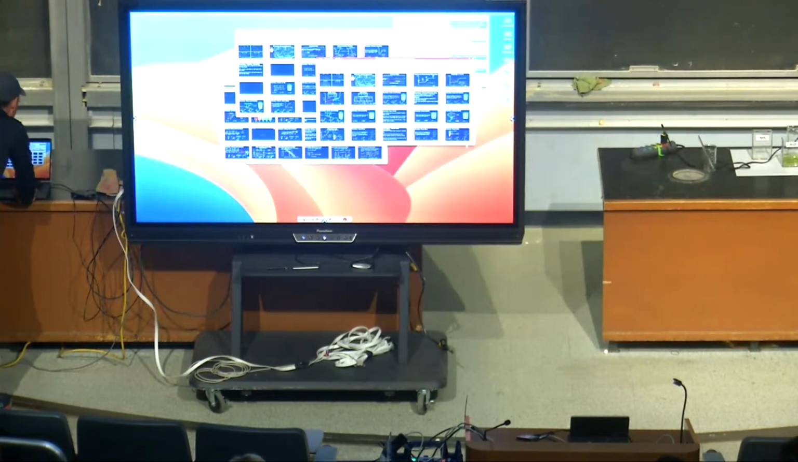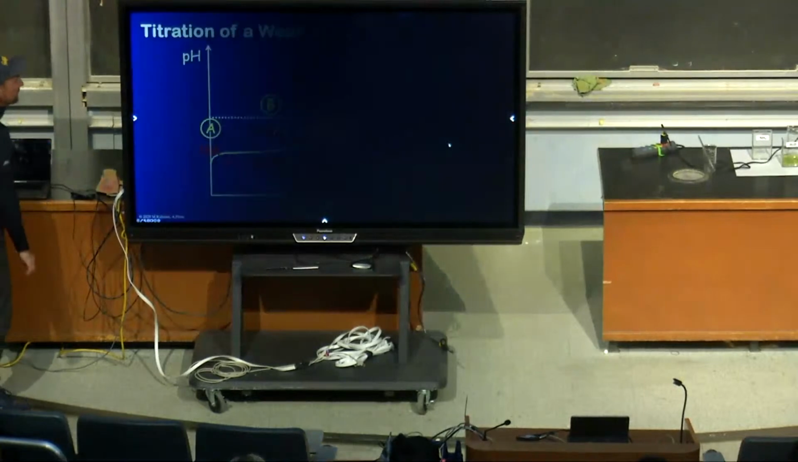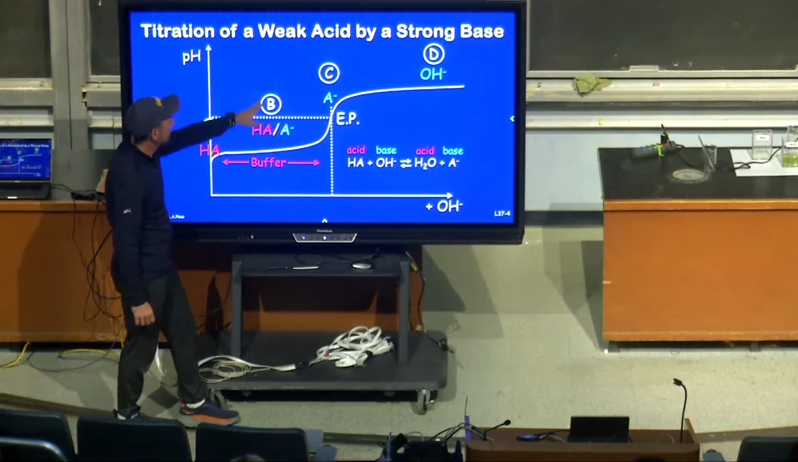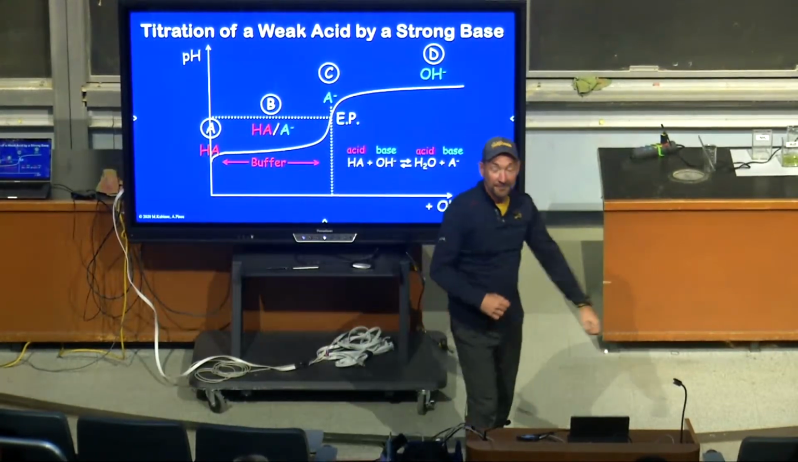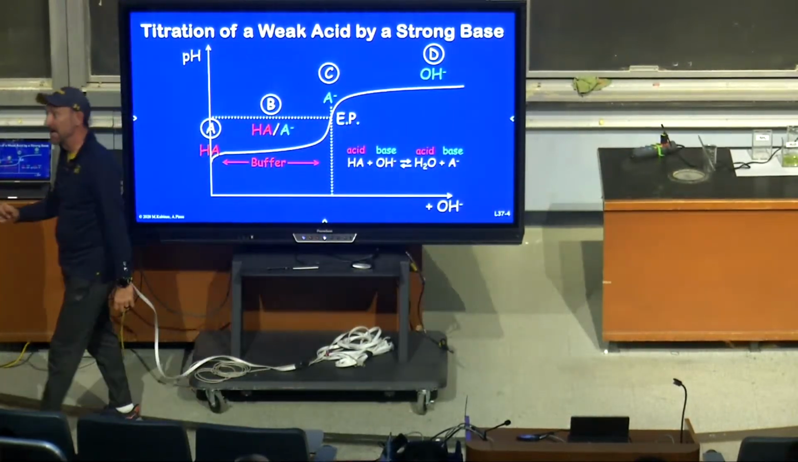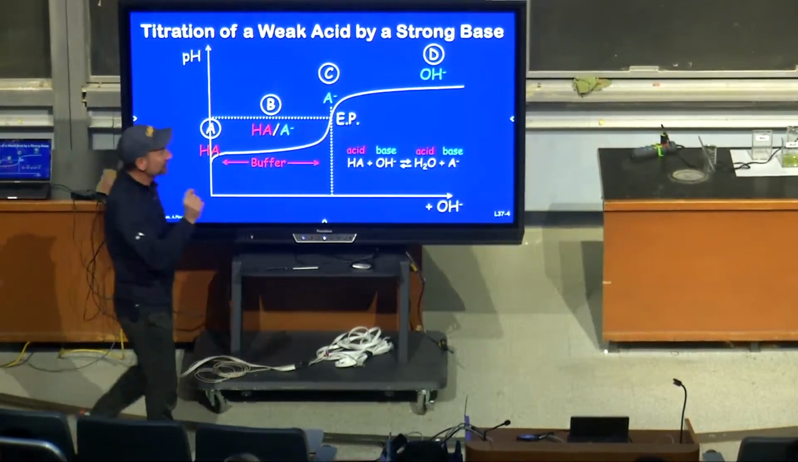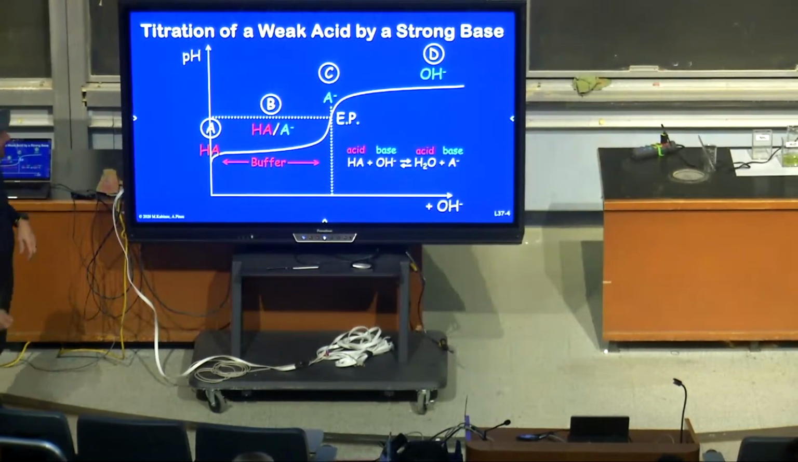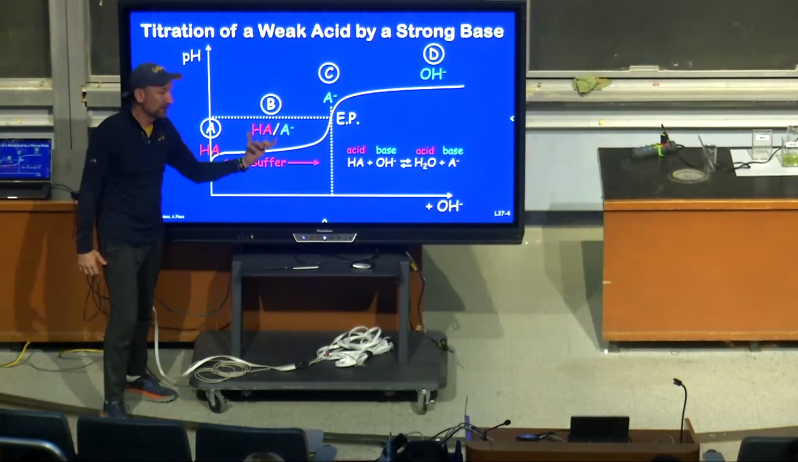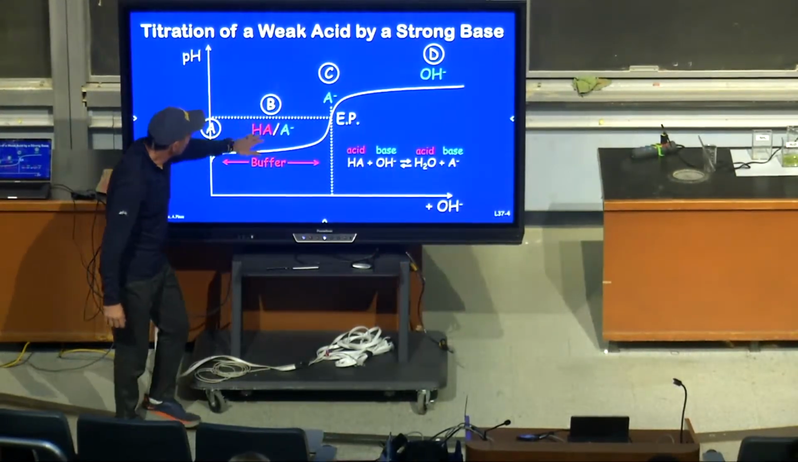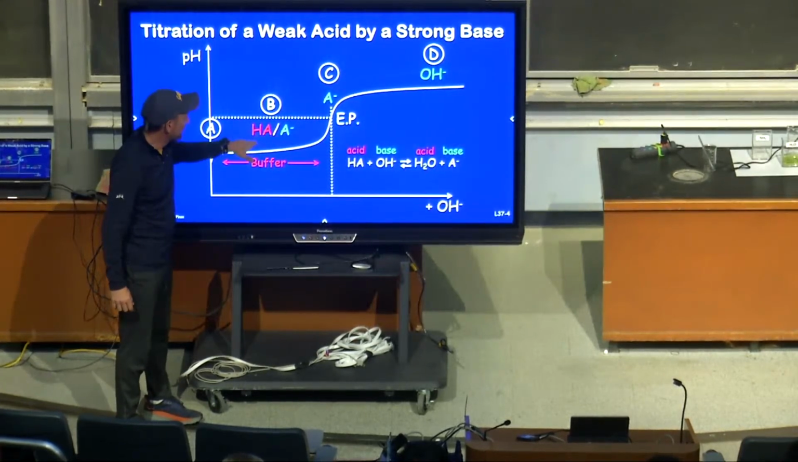Okay, we skipped region B of the titration curve. We did A and C. We skipped B. This is the most important one. That is when you have a mixture of the weak acid and the weak base. And that is the most interesting thing, and this is the most important thing for biological systems. Your body is just loaded with weak acids and weak bases. And what pH they're at determines the ratio of HA to A minus.